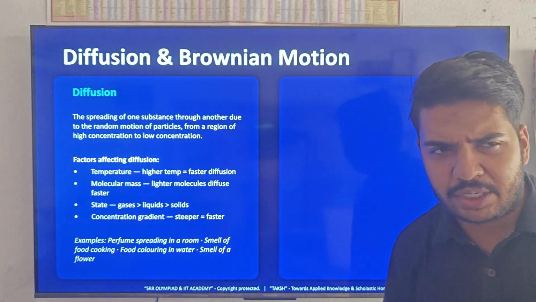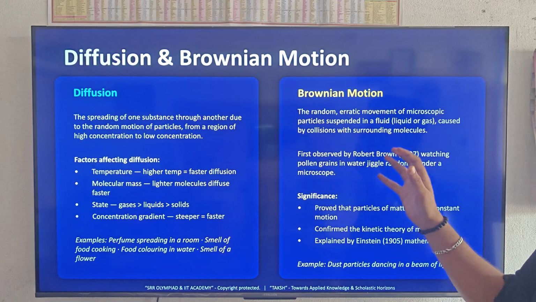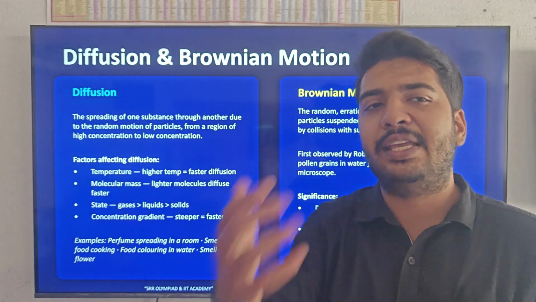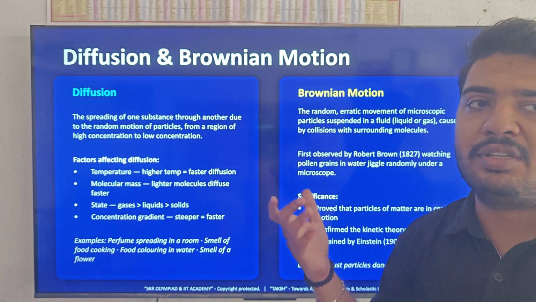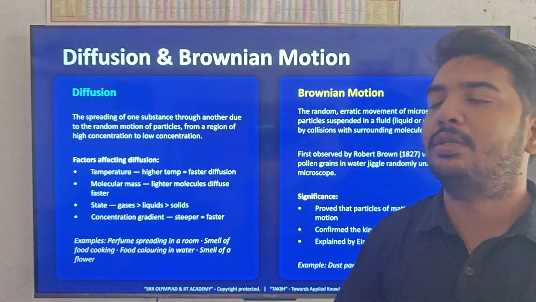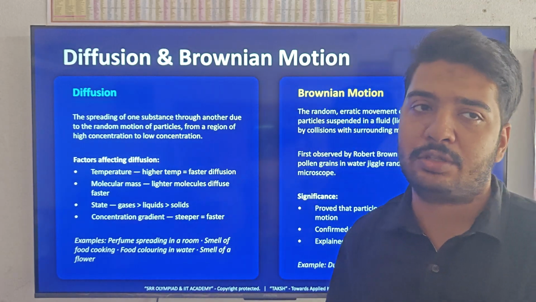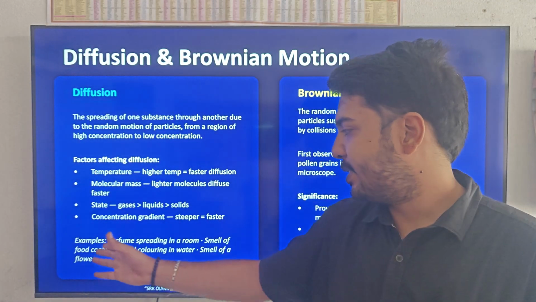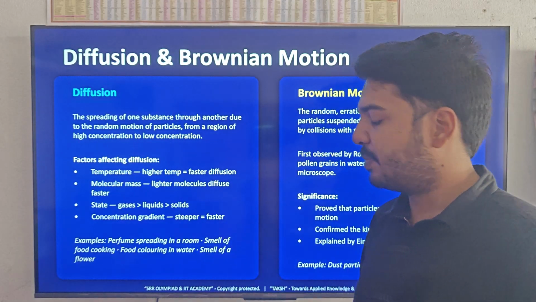Next, diffusion and Brownian motion. Brownian motion you will get in your higher classes, so we will discuss that later. But about diffusion, I have already discussed the incense stick, and how the molecules go from one place to another, from higher concentration to lower concentration. Examples are perfume spreading in a room, the smell of food cooking, food coloring in water, and the smell of a flower.